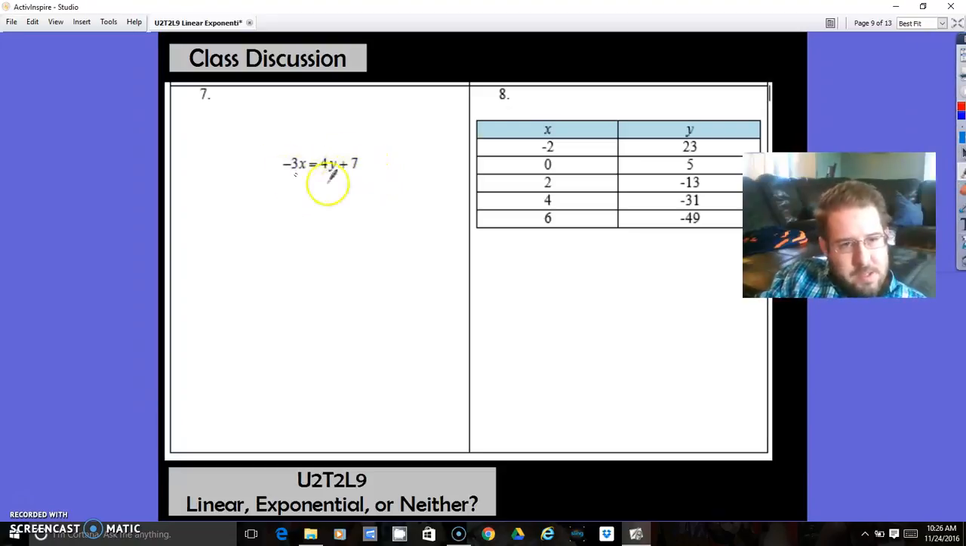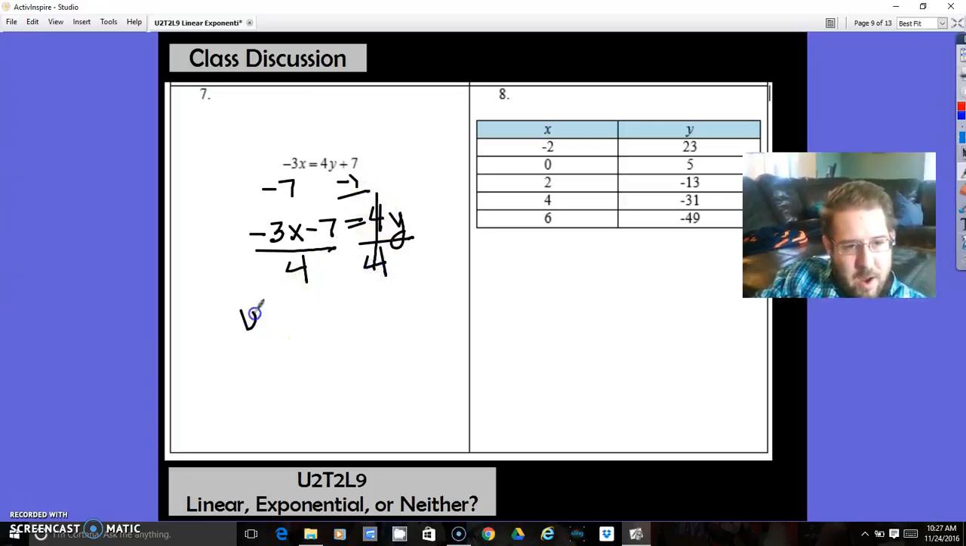This question, now, this is something that we're going to be doing in the future, which is setting the equation equal to y, which is changing this into slope-intercept form. So if I'm going to do that, I want to get y by itself. So I'm going to subtract 7 from both sides, subtraction property of equality. That gives me negative 3x minus 7 equals 4y. Divide both sides by 4 because I want to get y by itself.